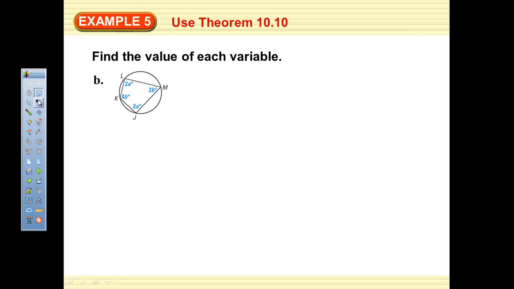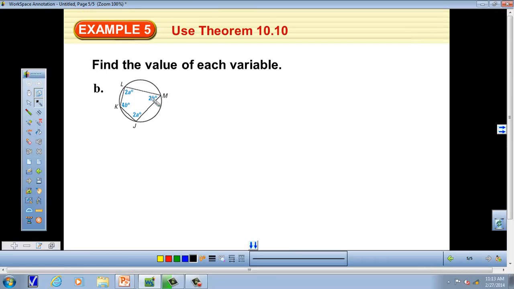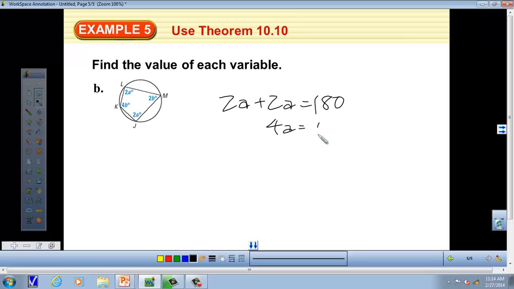Here's another one, same type of problem. In this case, we can see that these two angles are opposite each other, so we would say 2a plus 2a equals 180, or 4a equals 180. Dividing both sides by 4, a is equal to, let's see, it goes in 4 times with a remainder of 2, so that would be 45. So a equals 45.